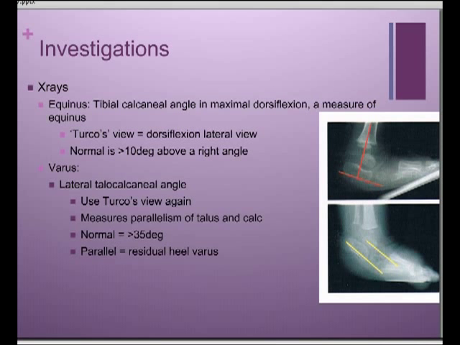First of all, looking for the equinus, the tibial calcaneal angle, which is this red one, best in a turquoise view, which is maximal dorsiflexion of the foot. And a normal foot is 10 degrees above. Looking at the varus, on the lateral x-ray, it looks at how parallel it should actually be at 35.